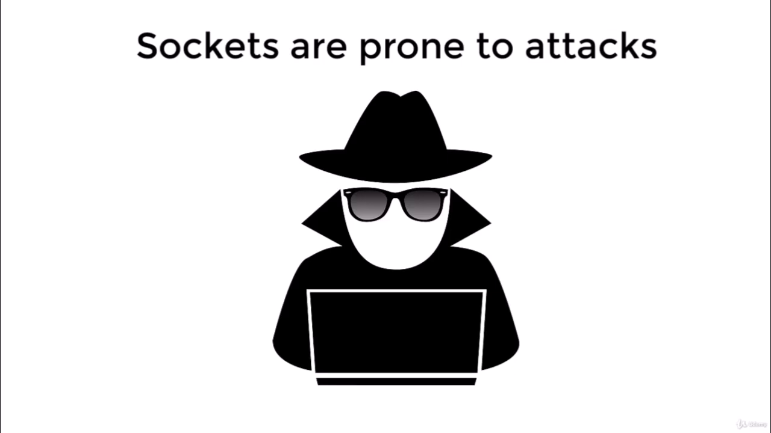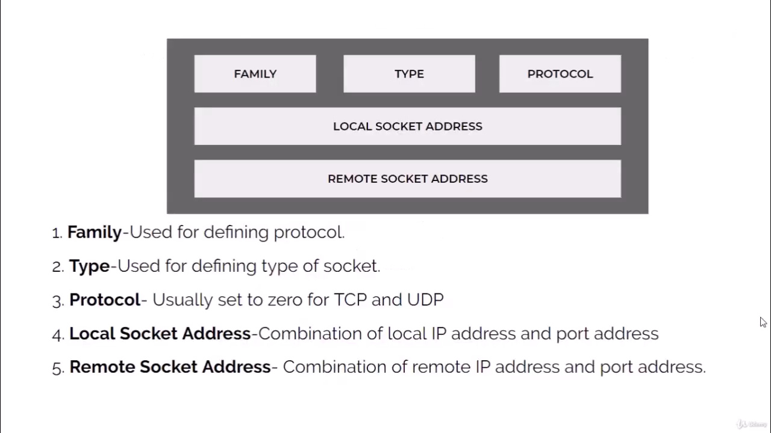On your screen, you can see the socket structure. I am not going into the depths of socket structure, but I will give you an overview of it. The socket structure consists of 5 fields. The first is family. The family field is used for defining the protocol, such as IPv4 or IPv6 or other Unix domain protocols. Type. This field is used for defining the type of socket, such as stream socket, packet socket or raw socket. Next is the protocol. This field is usually set to 0 for TCP and UDP.